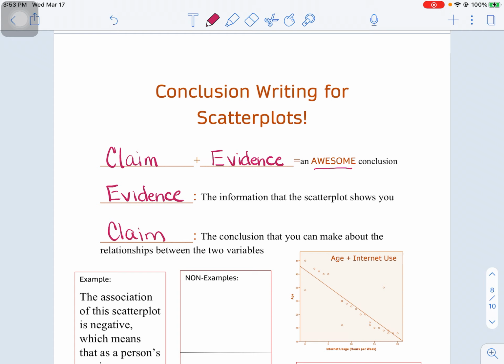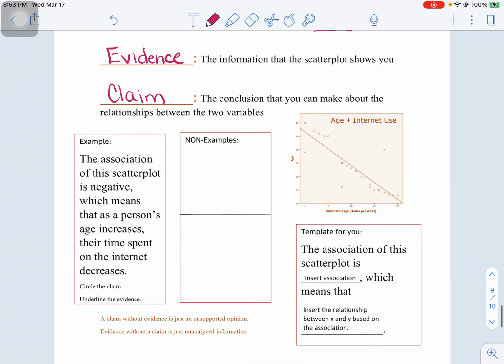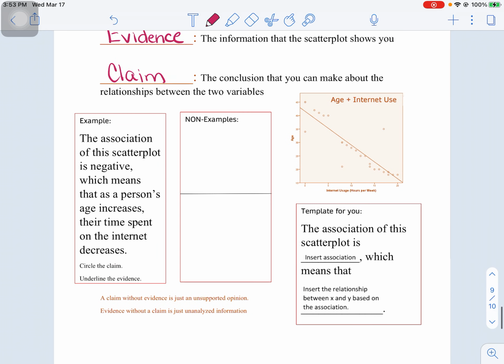The claim is the conclusion that you can make about the relationship based on the evidence. So for an example, the association of this scatterplot is negative. We can see this line going down, it's negative. That is evident. We can see it, that's the evidence. And now we have to tell what it means. So, which means that as a person's age increases, so here's our age, as it's increasing, the time they spend on the internet decreases.